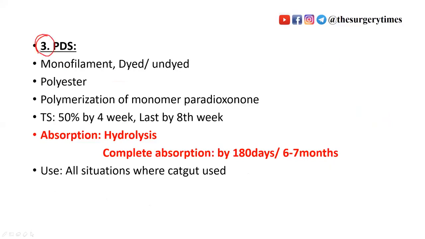Now the third one is PDS. PDS is polyester and it is monofilament. It can be dyed or not; it is not necessary to remember all this. And it is the polymerization of para-dioxanone. This one is a question. Absorption is by hydrolysis, and complete absorption by 180 days. It already came recently in examination. So this one we have to remember.